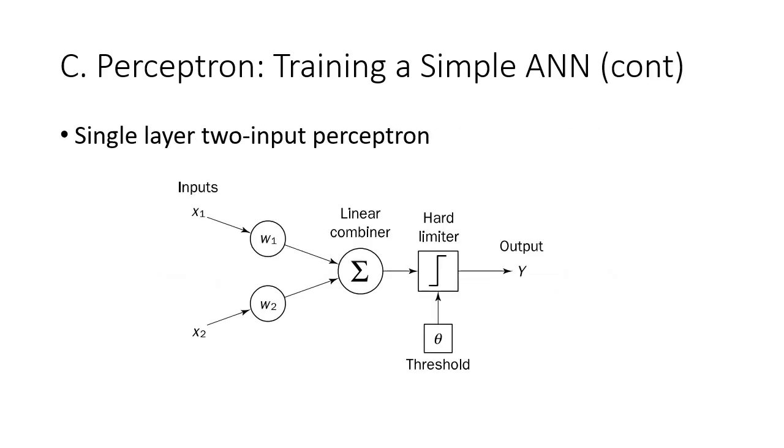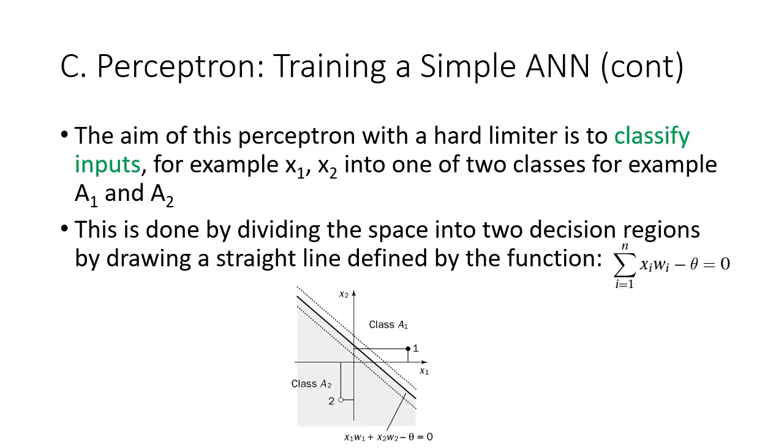This is an example of a perceptron. It has two inputs, x1 and x2. Each of these inputs has weights, weight 1 and weight 2. The linear combiner will combine the sum of input times weight. This result, a capital X, will then be compared with the threshold or the activation function to get the output of Y. A hard limiter in a perceptron is used to classify between inputs.